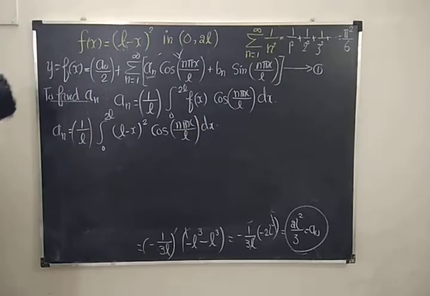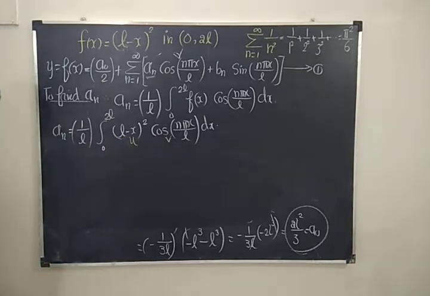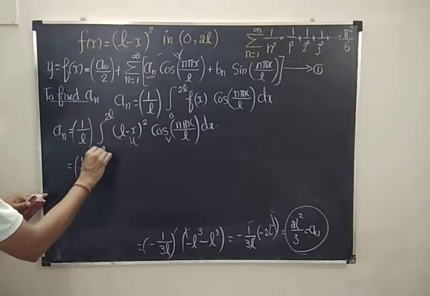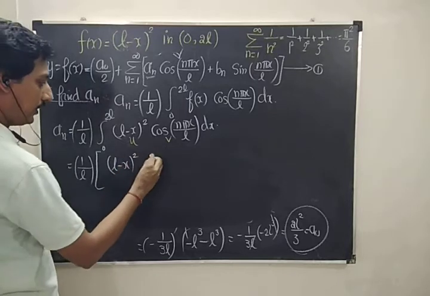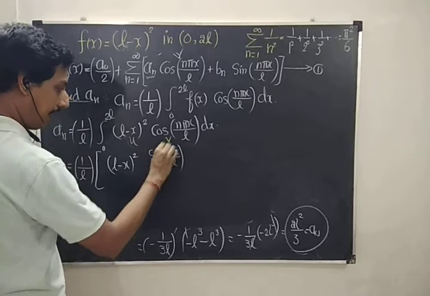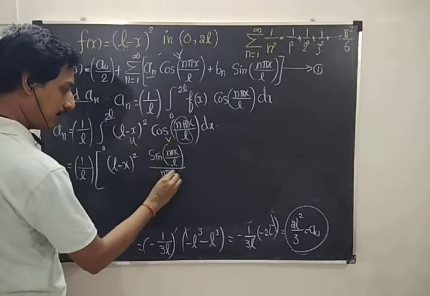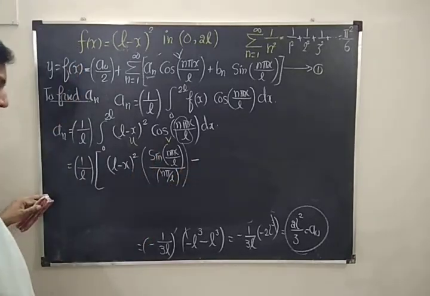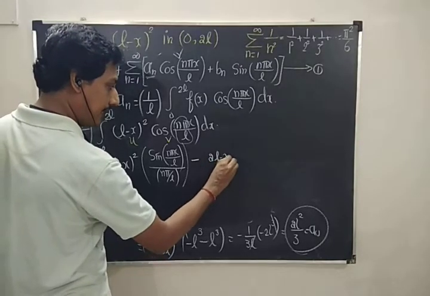So I am going to use the Bernoulli formula. So this is my u, this is my v. So let us see that 1 by L, (L minus x) whole square into u v1, sin n pi x by L by n pi by L. N pi by L is the constant. Minus, formula minus, (L minus x) whole square differentiation 2(L minus x).